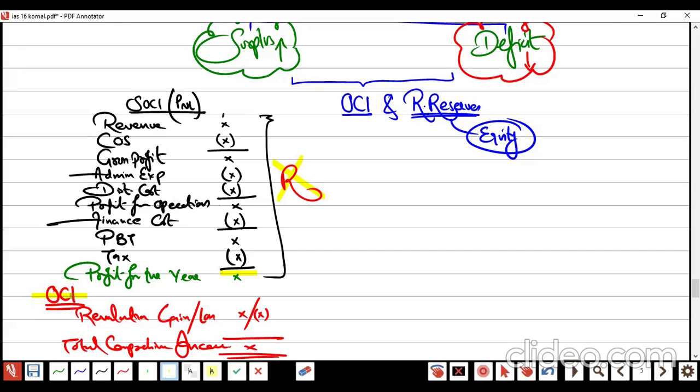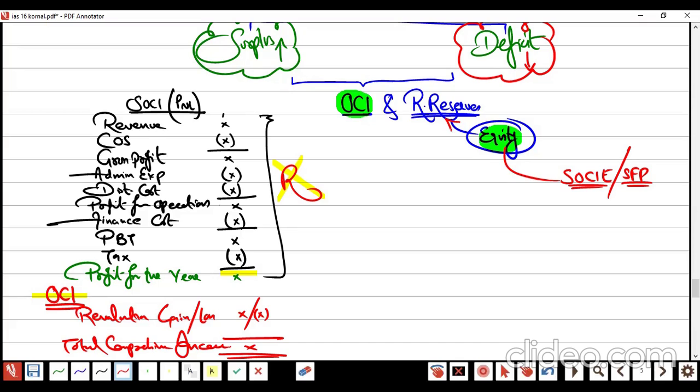Every transaction has two effects. The first effect of revaluation is OCI, and the second effect is equity. Where is equity? Equity is in the statement of changes in equity, or you can say in the SFP. In the SFP, we have capital. Capital is also known as equity, right? In the equity heading, the account we will use to record the revaluation is the revaluation reserve. Got it or no? Any doubts?